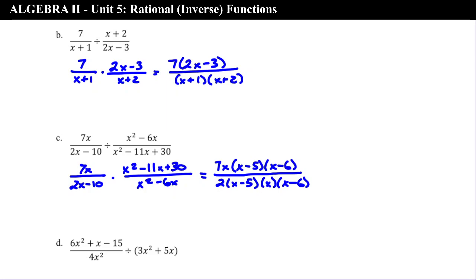So now let's see what cancels. We can get rid of this x. We can get rid of x minus 5. We can get rid of x minus 6. And so all we've got left is 7 over 2.